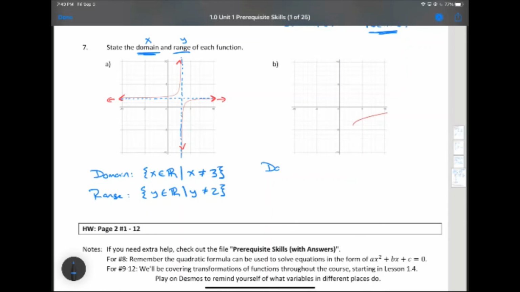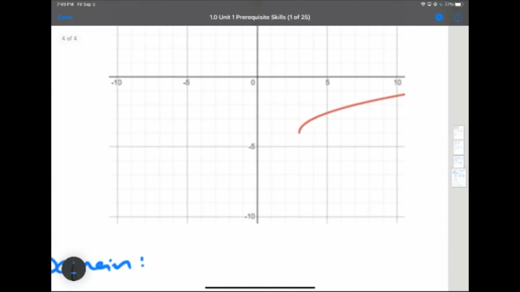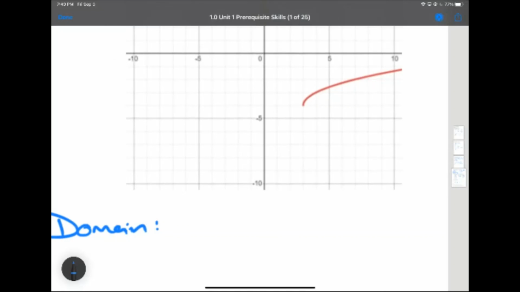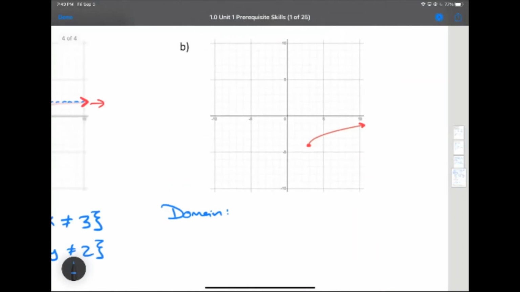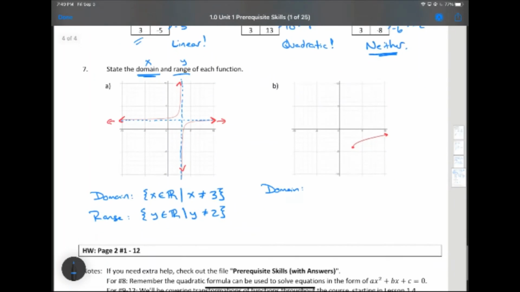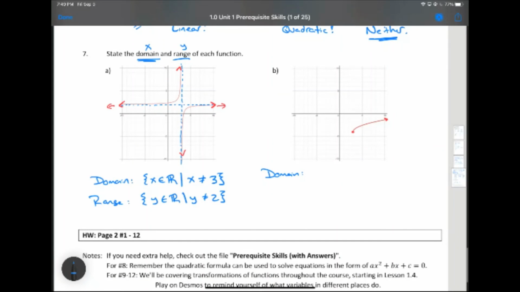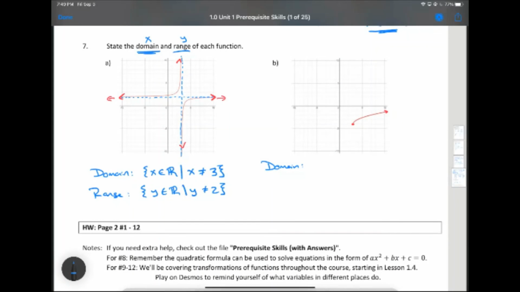Over here, domain. Again, I'm going to zoom in just so you can see it here. If this was a little bit more clear, I'd put a dot there to show that it actually exists at that point and that it goes on forever over there. My apologies, this thing bounced around a little.